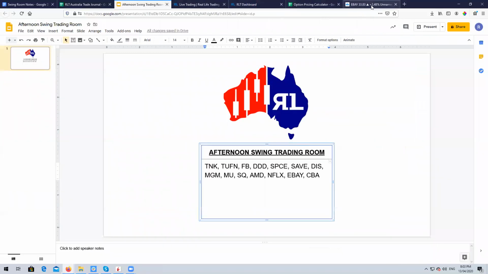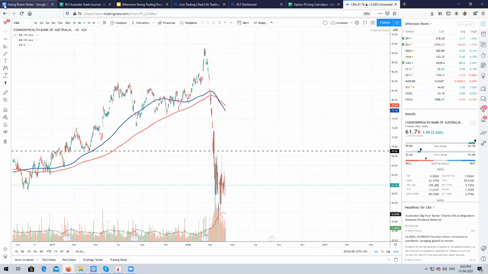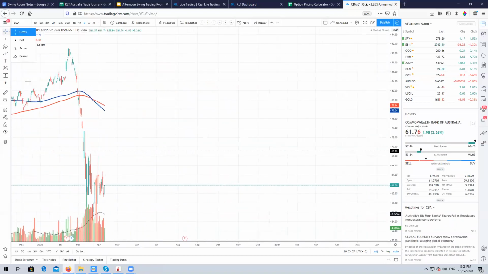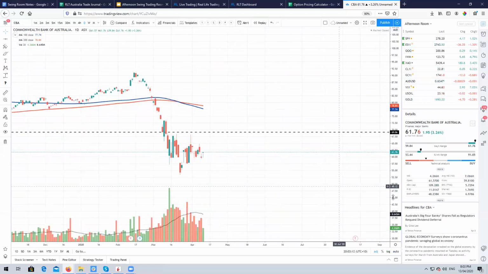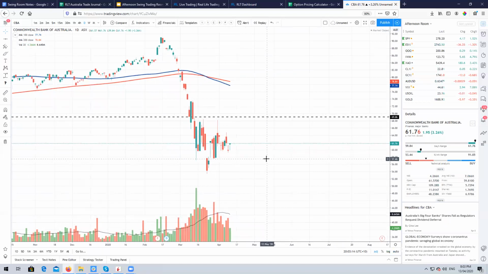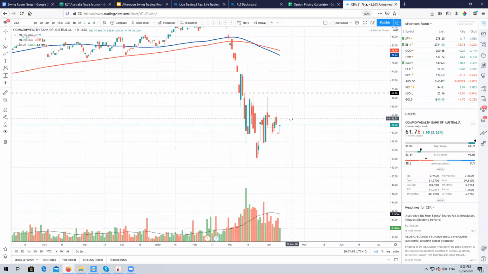And last one, CBA. So CBA didn't do anything, obviously. I think I mentioned on Thursday to look for a gap down on CBA. I don't think it's going to be a big gap. It'll probably be a small short-term gap, and it'll most likely fade and go bullish. We'll see. It depends where we gap to. If we gap below that low, we'll go lower.